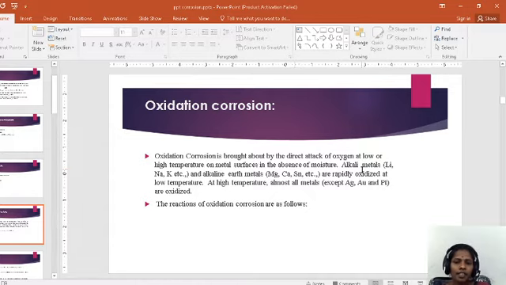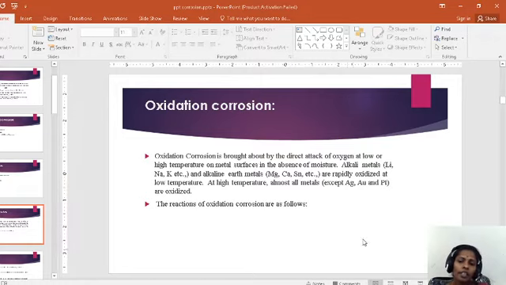Alkali metals are the first group metals, and alkaline earth metals are the second group metals. The alkali metals are lithium, sodium and potassium, whereas the alkaline earth metals, the second group metals, are magnesium, calcium and tin, and they are rapidly oxidized at low temperature. That means the first group and second group metals react with oxygen only at low temperature. They do not react with oxygen at high temperature.